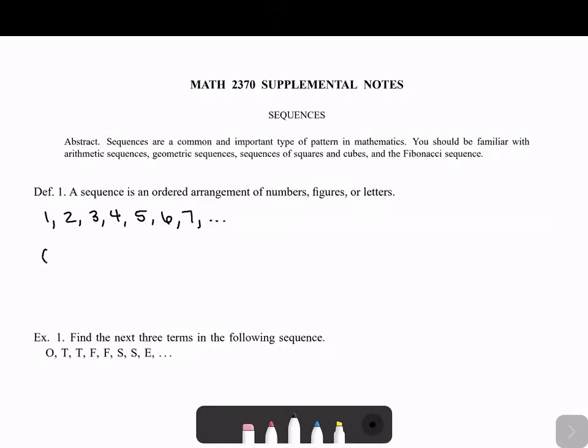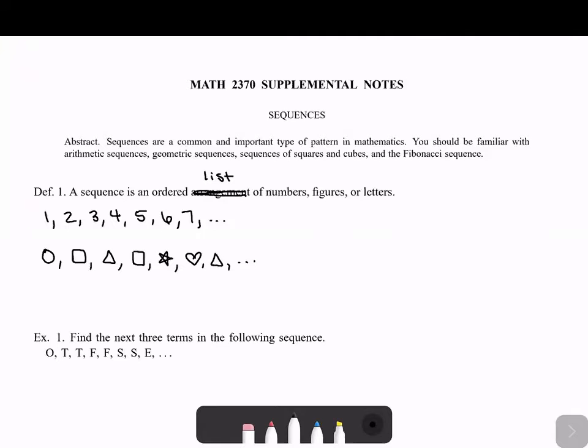We can have a circle, and then a square, then a triangle, another square, a star, a heart, another triangle, and so on. So this would be an example of a sequence of figures. A sequence really can be an ordered list. I really don't like that word, arrangement. So we can replace it with an ordered list of anything, really. It can be super abstract. You can have a list of cows and pigs. Anything you want can be a sequence.